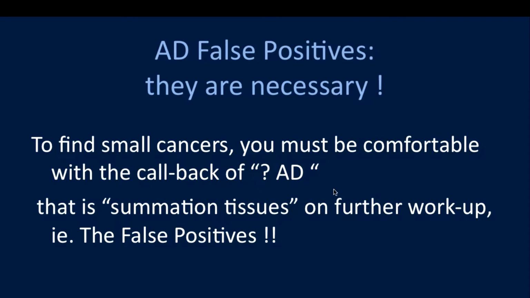Okay, so architectural distortion: if you're going to find the small cancers, you really have to be comfortable with the false positives, those cases that turn out to be summation tissues. There's nothing wrong with it. We're doing a screening study that is going to be highly sensitive but not very specific. And so it's okay to say, gee, I'm not certain that on the TOMO it's architectural distortion. It kind of looks like it may have a spoke wheel fashion, and then it turns out to be summation tissues. That is okay, and you need to be comfortable with this concept to finally find those really, really small cancers.